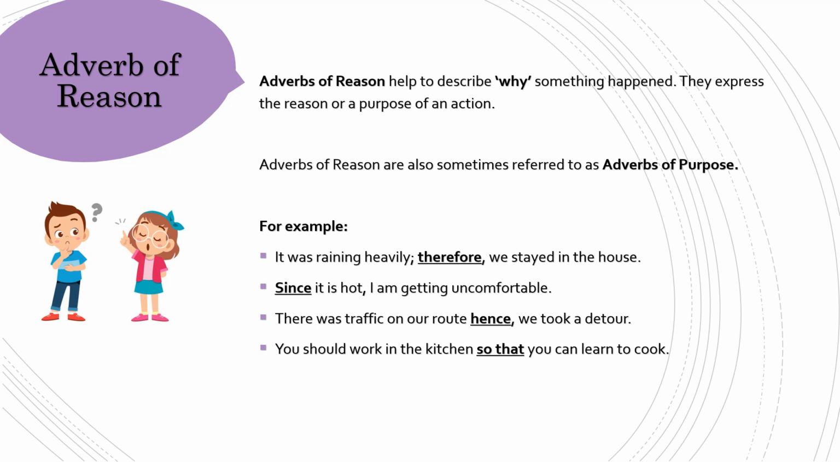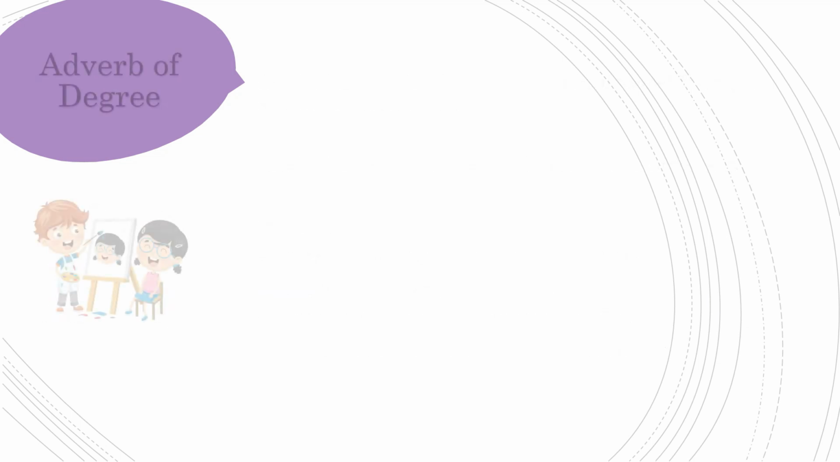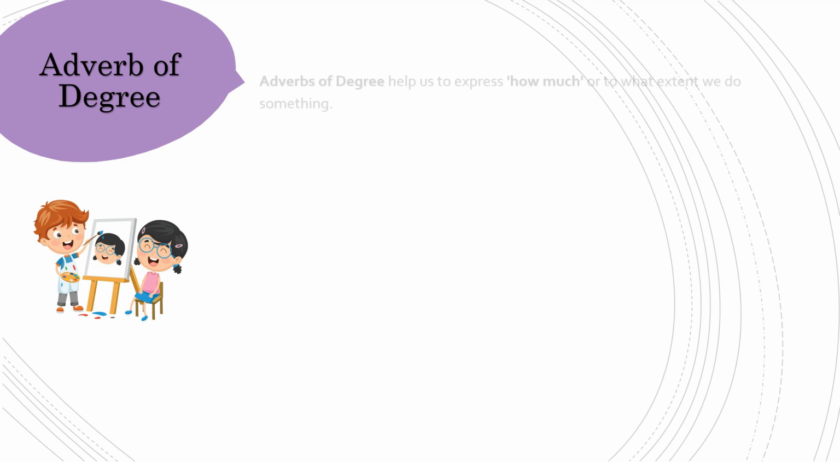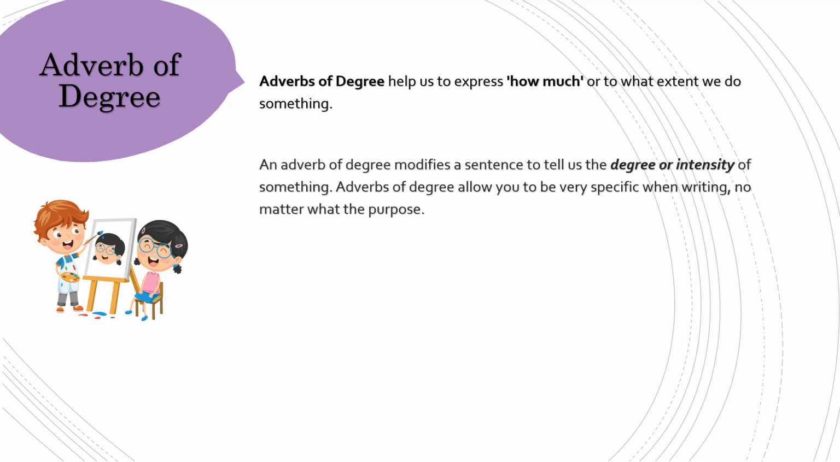Adverb of degree. Adverbs of degree help us to express how much, or to what extent, we do something. An adverb of degree modifies a sentence to tell us the degree or intensity of something. Adverbs of degree allow you to be very specific when writing, no matter what the purpose.